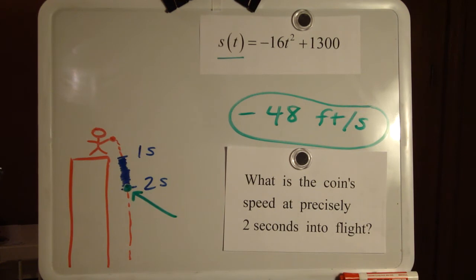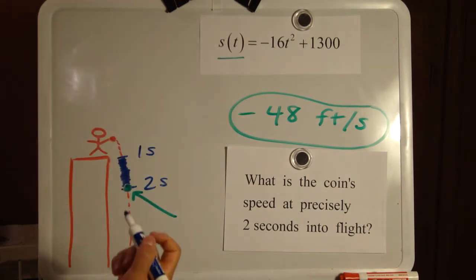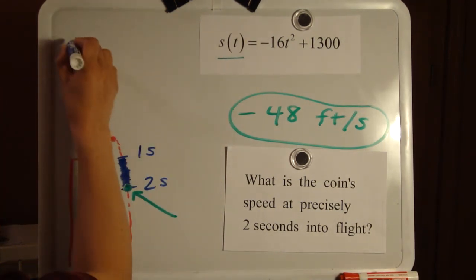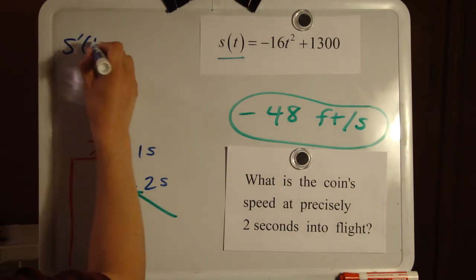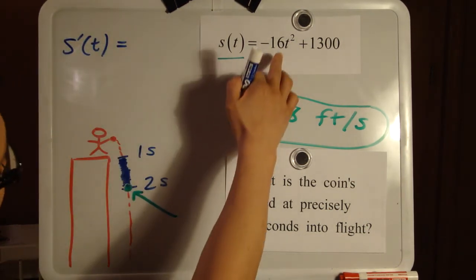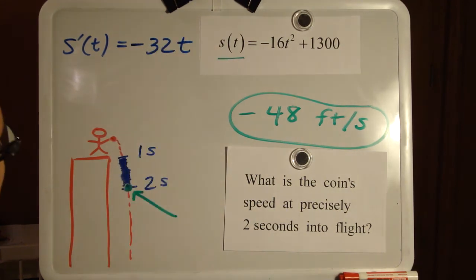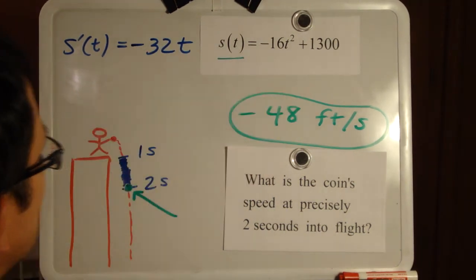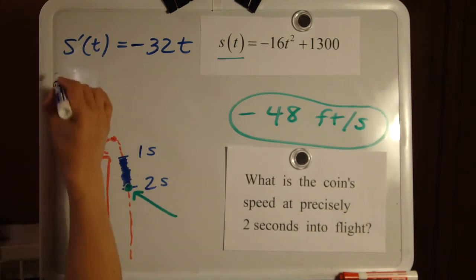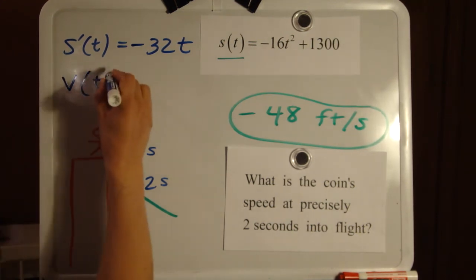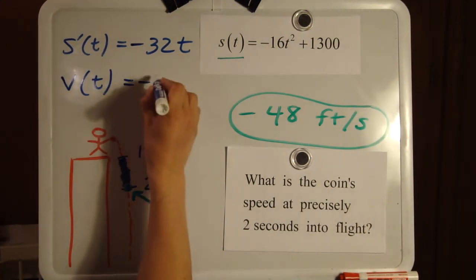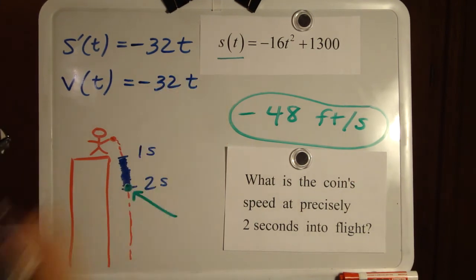Okay, so to do this, we're going to differentiate this function. Right, we're going to find s prime. So s prime of t, we can use the power rule. This will be negative 32t, and then this will become 0. So this s prime, as we previously saw, is the velocity function. So v of t is negative 32t.